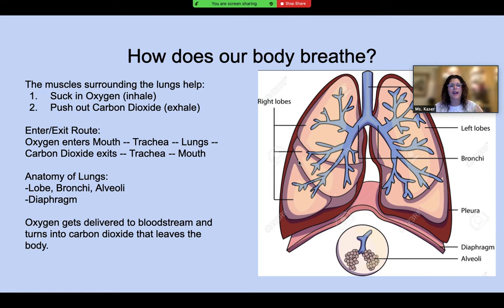So the heart and the lungs work together in the cardiorespiratory system. And it will help us get endurance in that cardiorespiratory system, which is one of the 5 components of fitness. Any questions on the lungs?